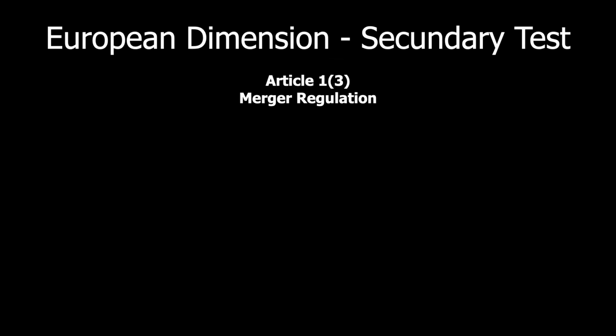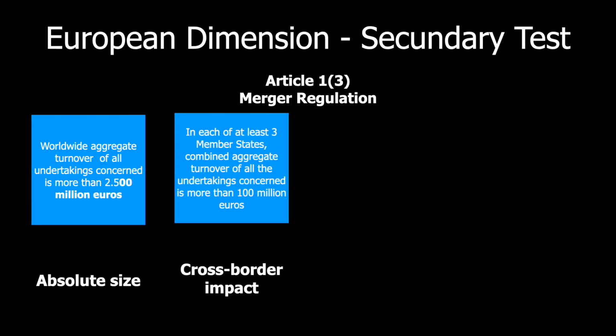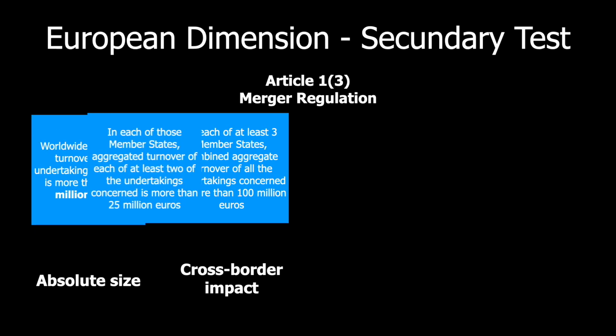In 1997, the Commission introduced a secondary test that also includes the absolute size of the transaction, in this case narrowed to transactions involving worldwide turnover between all the undertakings concerned above 2,500 million euros, so half of the standard of Article 1, Paragraph 2, a measure of cross-border impact where in each of at least 3 member states the combined aggregate turnover of all the undertakings concerned is above 100 million euros.